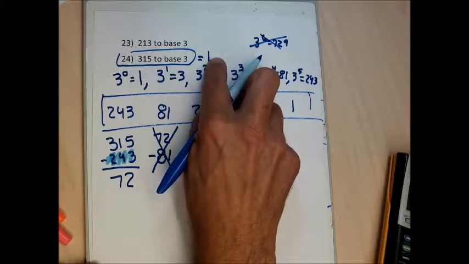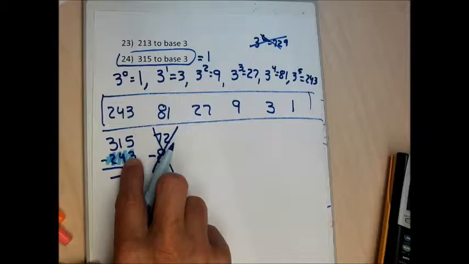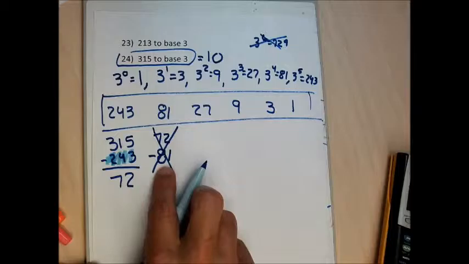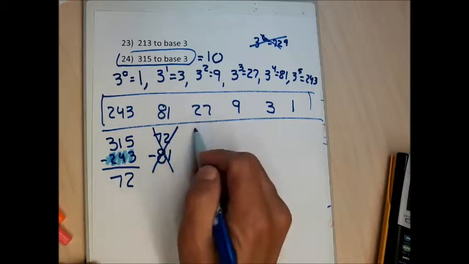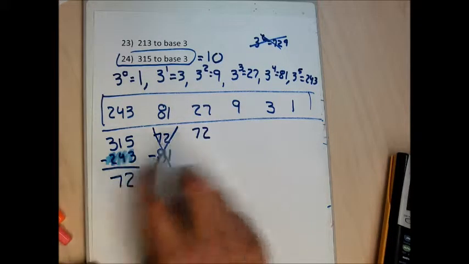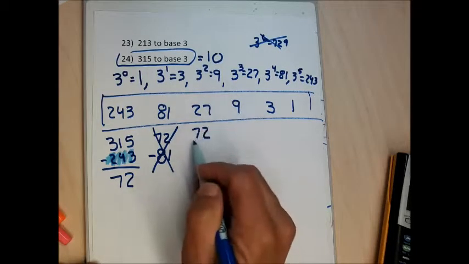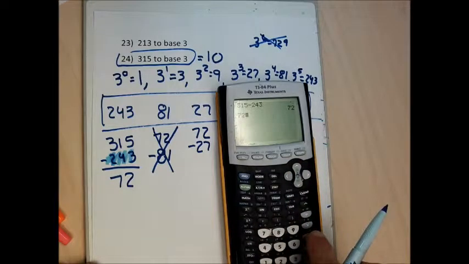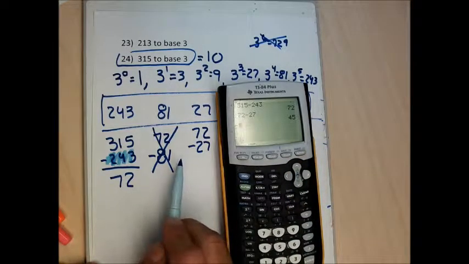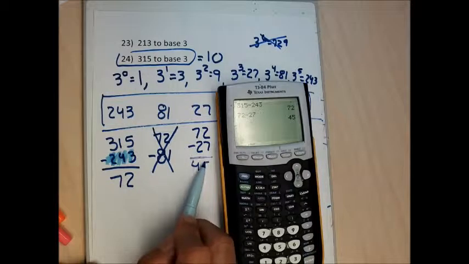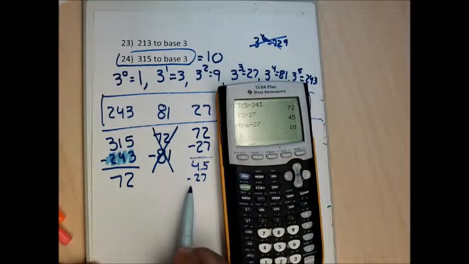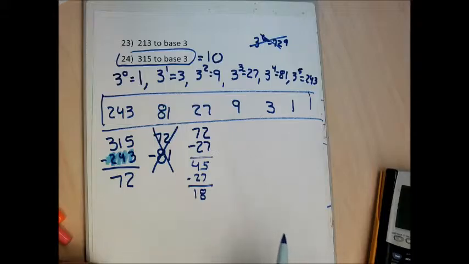In my second position, I put a 1 in my first position because I was able to subtract 1s. I'm going to put a 0 in my second position because I wasn't able to subtract, and I'm going to take that remainder of 72 and take it over to the next column and start subtracting 27. So I'm going to go 72 minus 27 and get 45. And then 45 minus 27 and get 18. I was able to subtract twice. I can't subtract again because I'm less than 18.